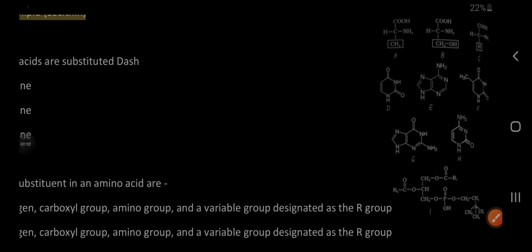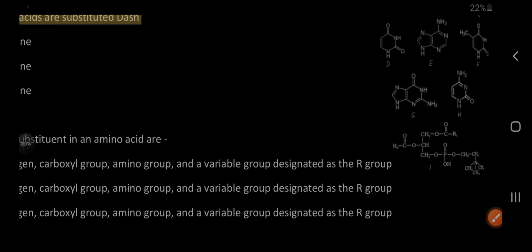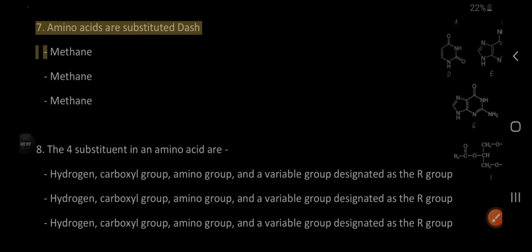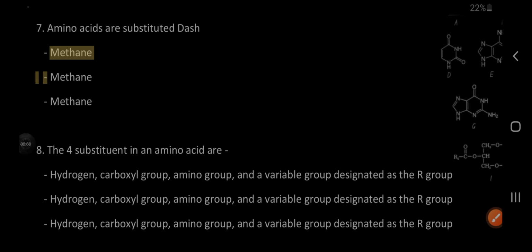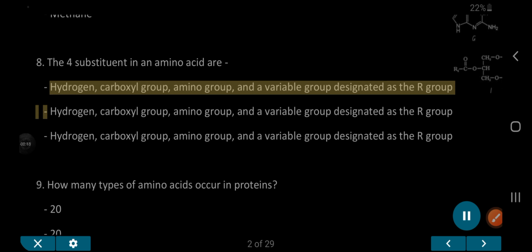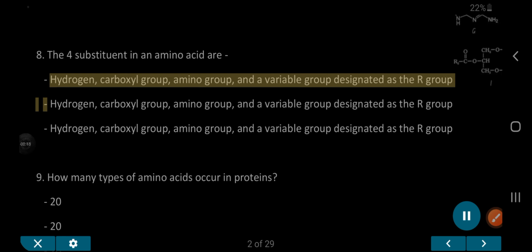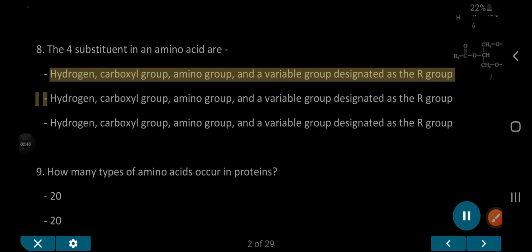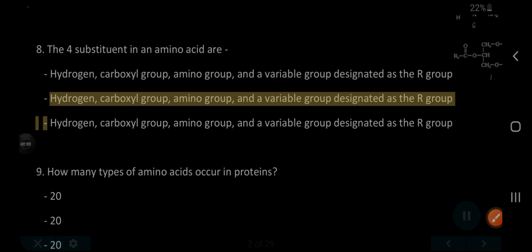7. Amino acids are substituted methane. 8. The four substituents in an amino acid are hydrogen, carboxyl group, amino group, and a variable group designated as the R group.